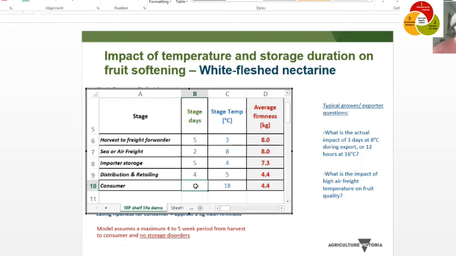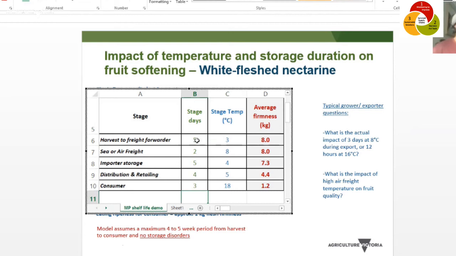And we find that among most cultivars you've got an early period where not much happens unless you've got extreme temperatures, which these aren't, and then you get quite a rapid drop off. And then the consumer purchases the fruit, might keep it, and it's 3 days on the kitchen bench and you're down to eating firmness. So that might be an example of looking at an air freight scenario.